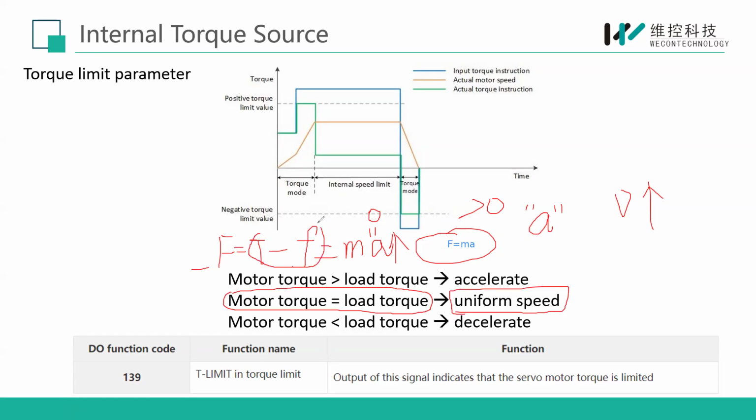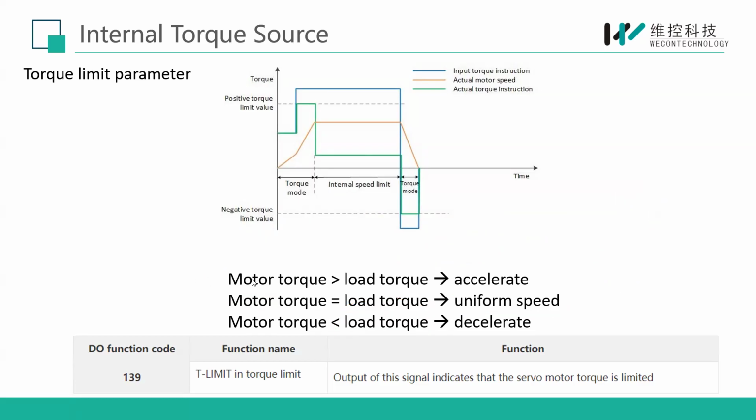And if our torque is smaller than the load torque, the motor will slow down until the speed reaches 0, and then keep a stop status. So this is the relationship between our motor torque and load torque.